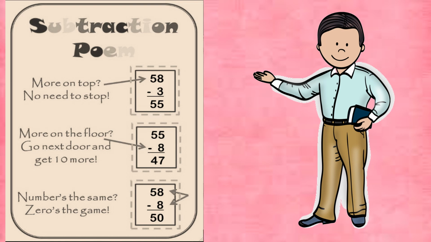Still further, numbers the same, zeros the game. This is very simple. If the two numbers which you have to subtract are the same, then your answer is 0.